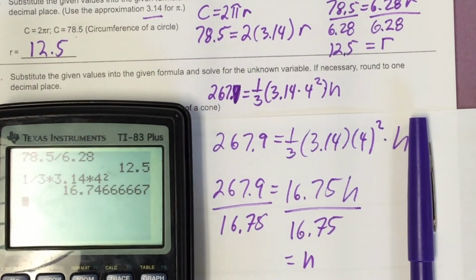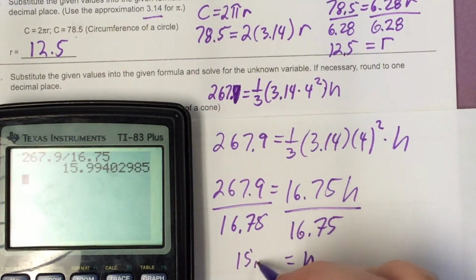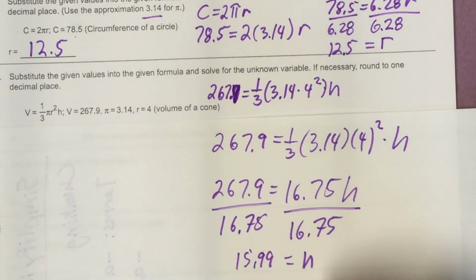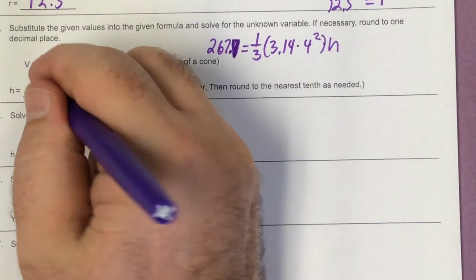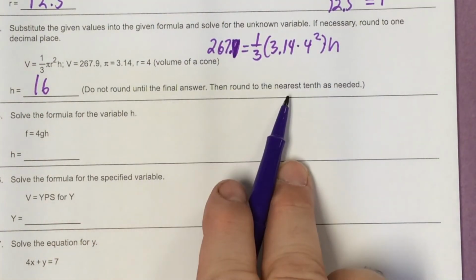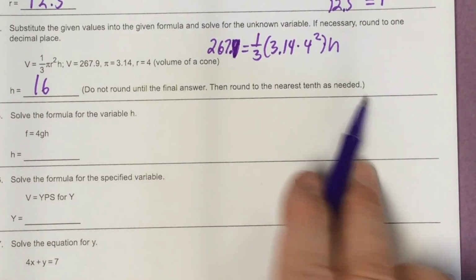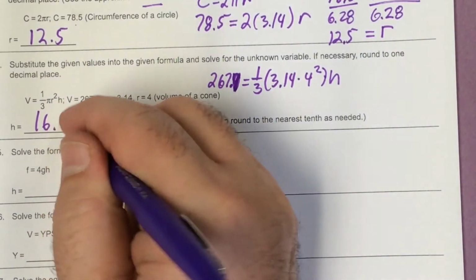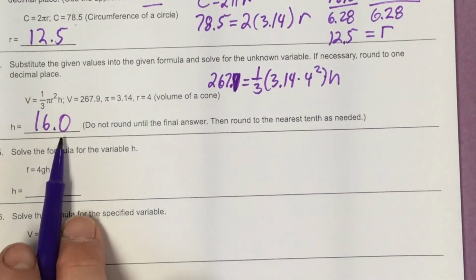I'm going to take 267.9 divided by 16.75. That's going to equal, it says here, 15.99. For all intents and purposes, I really think they're going after h equaling 16. It's probably the magic number they're looking for. It says do not round until the final answer, then round to the nearest tenth as needed. So if it wants the nearest tenth, you make it 16 for this, but you may have to show the answer as 16.0. So just be ready: you may get 16, but be ready to show the answer as 16.0.